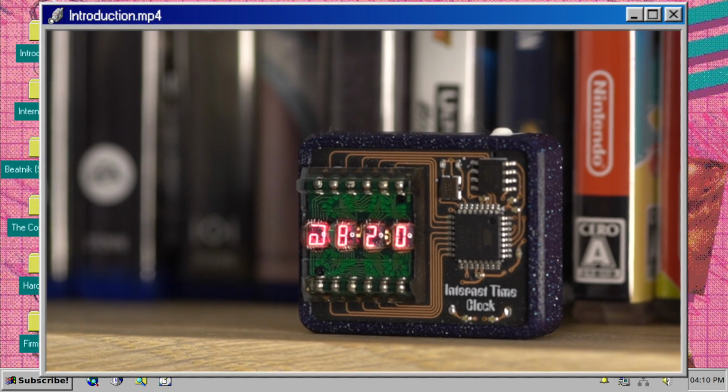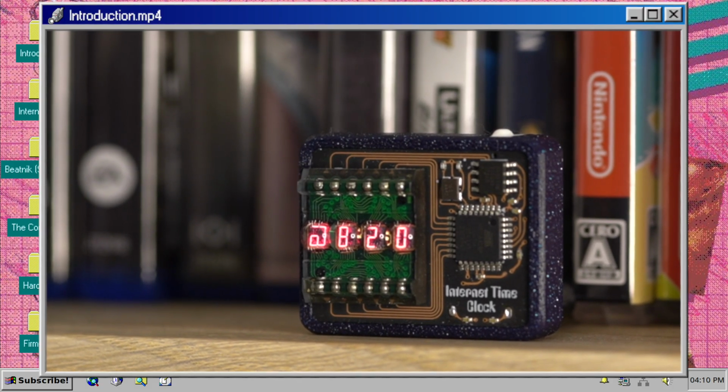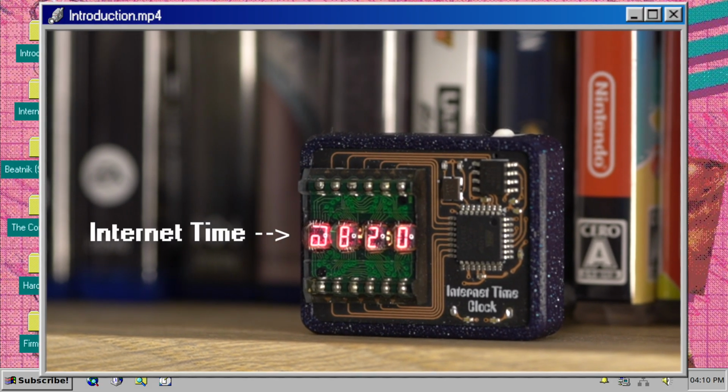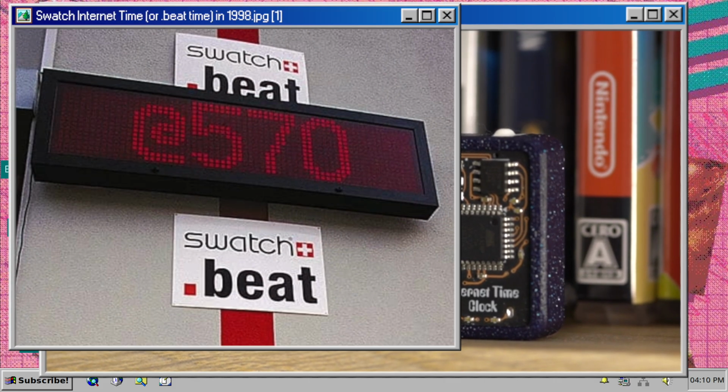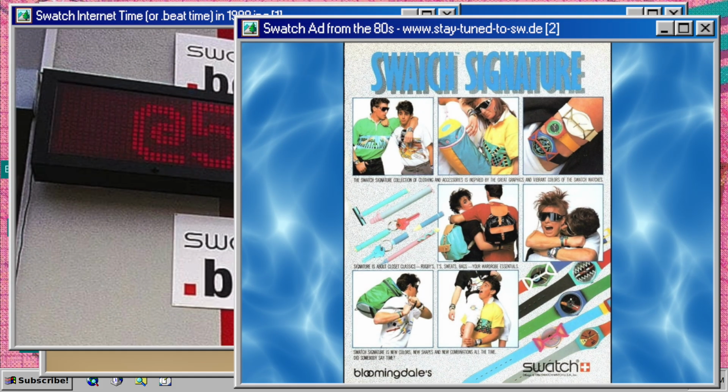This is a clock I made for my website. Instead of minutes and hours, it's using internet time, an obsolete time format originally introduced by Swatch in 1998. The Swiss watch company, best known for its affordable and trendy watches. At the time, they set out to reinvent time for cyberspace.